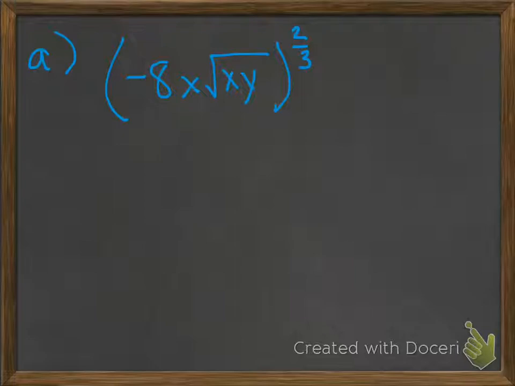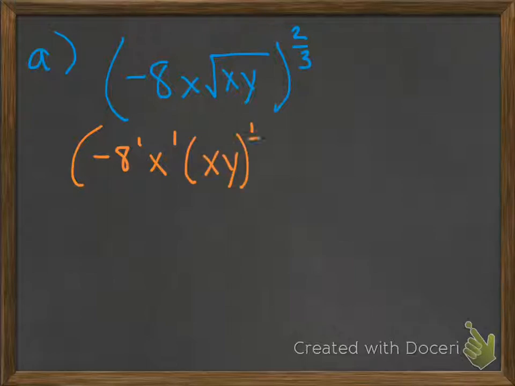So, first thing that I want you to do is go through and rewrite the square root of xy, and we're going to raise that to a power. So I have this negative 8 raised to the first power, x is raised to the first power, and then I have this quantity of xy raised to the 1/2 power, because that was in square roots. And this whole thing is raised to the 2/3 power. And before I even adjust this 2/3 power, we need to do a little bit more work inside the parentheses.